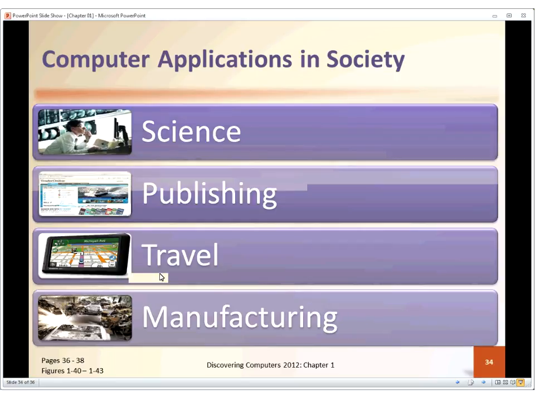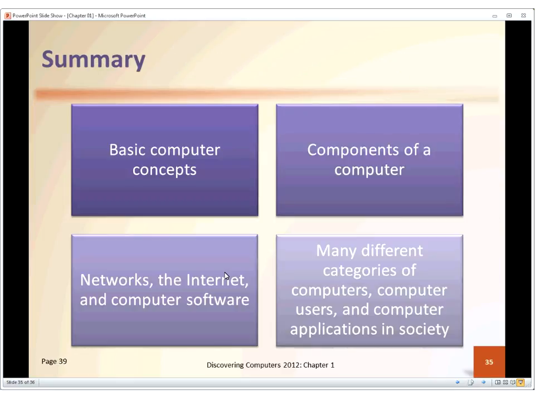All right, so that's Chapter 1. Just a basic summary, things you need to know, some basic computer concepts, the components. You need to understand a pretty good description of networks, the internet, and the computer software behind each of those. Categories of computers, categories of computer users, and the different computer applications that are found in society.